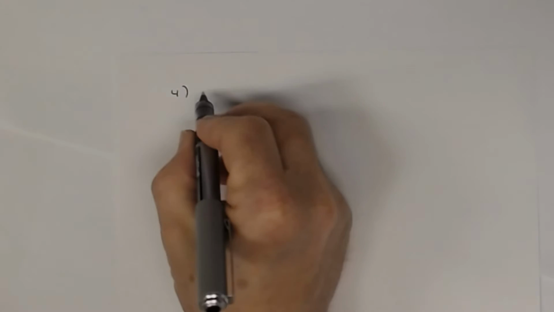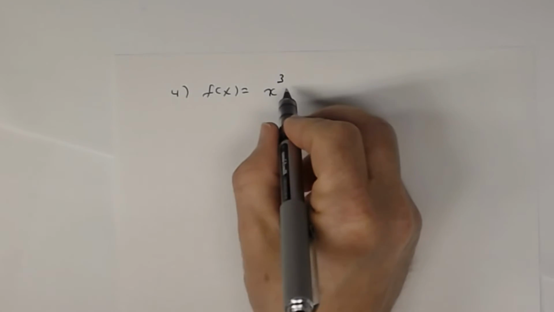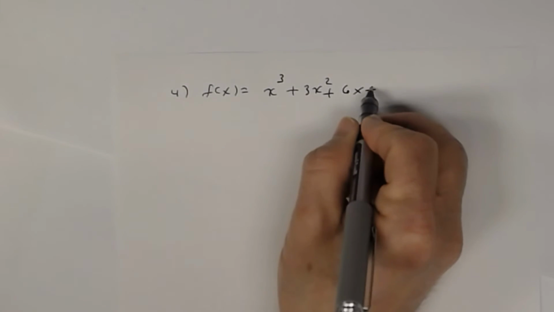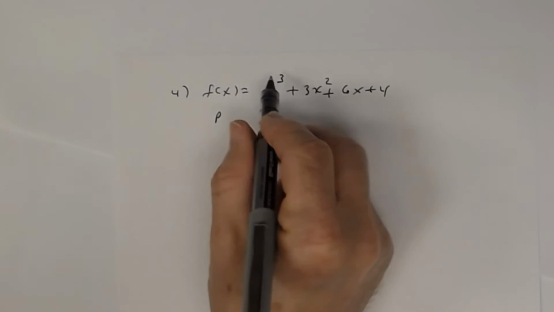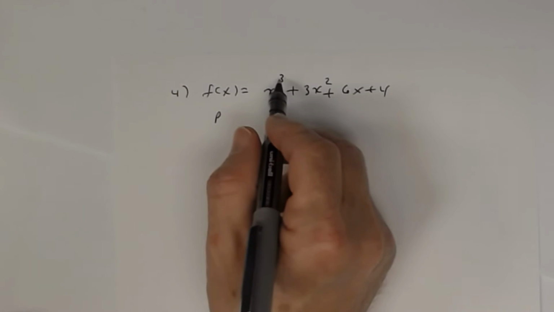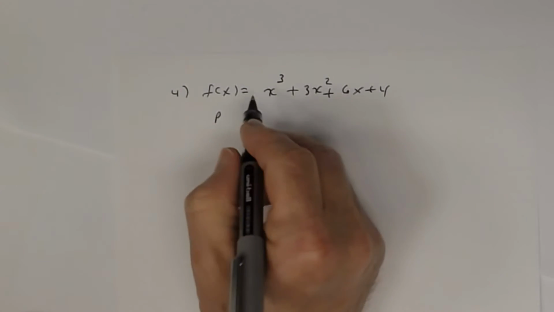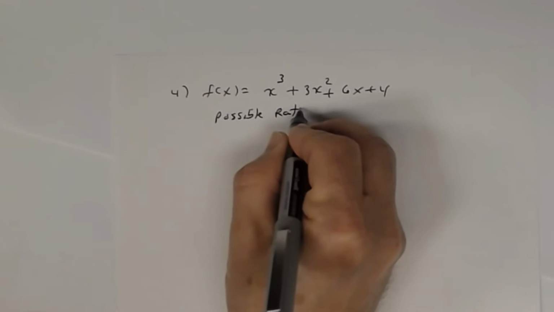And number 4, let's suppose we had f of x is equal to x cubed plus 3x squared plus 6x plus 4. All right, and so remember this is cubic, so I'm going to have 3 solutions. I'm going to have at most 3 different solutions. So I may have some that repeat. So possible rational zeros.